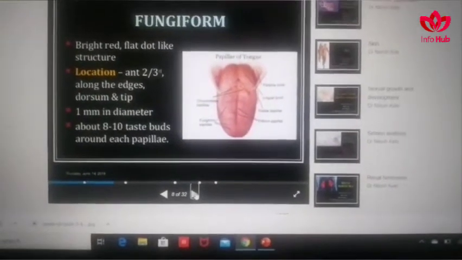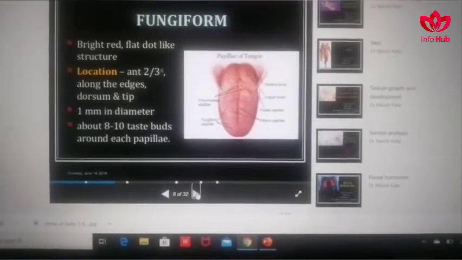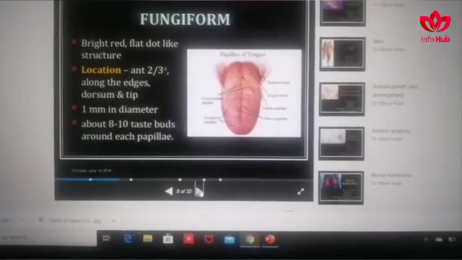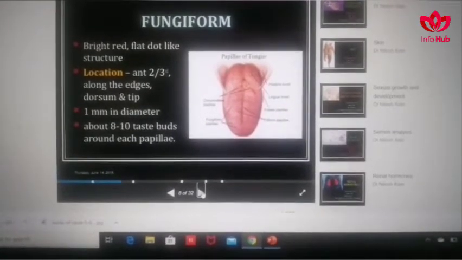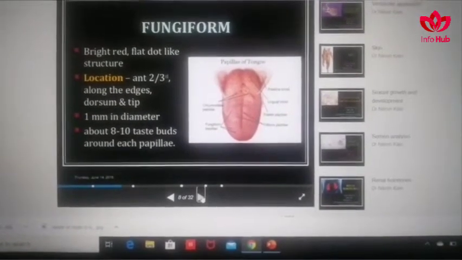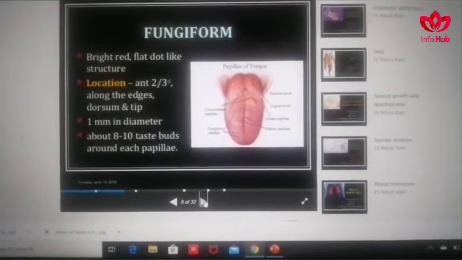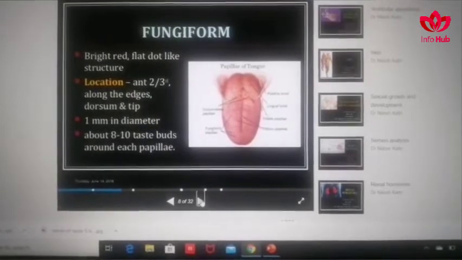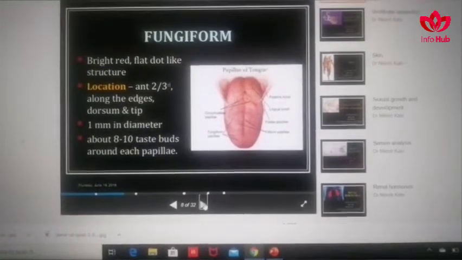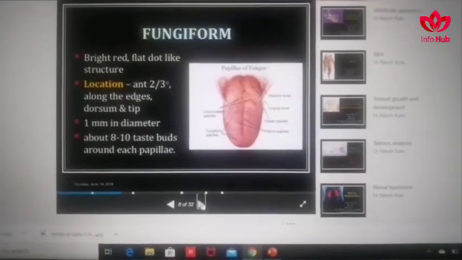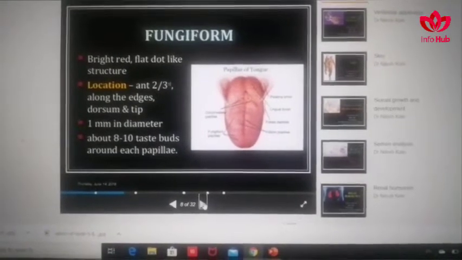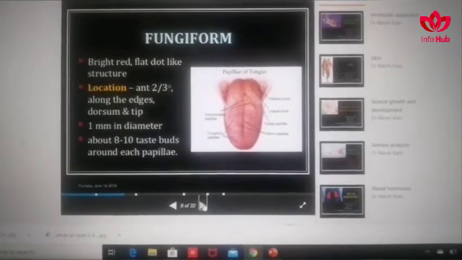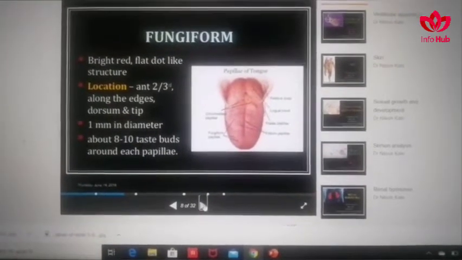You can see they are located mostly on the anterior 2/3 of the tongue, and they carry the taste sensations. You don't have to think that all the tastes are being carried by particular papilla. It's not that a particular area of the tongue will carry a particular sensation. It is not like that. All your tongue area can detect all taste sensations.